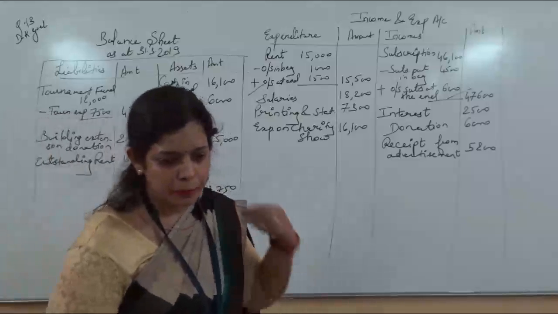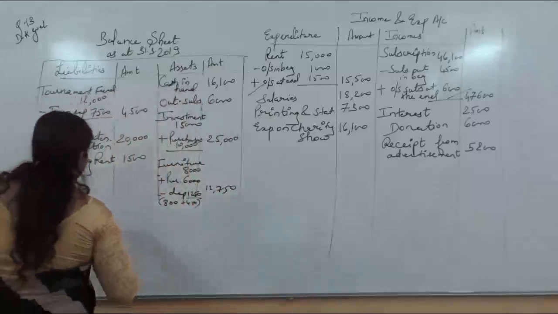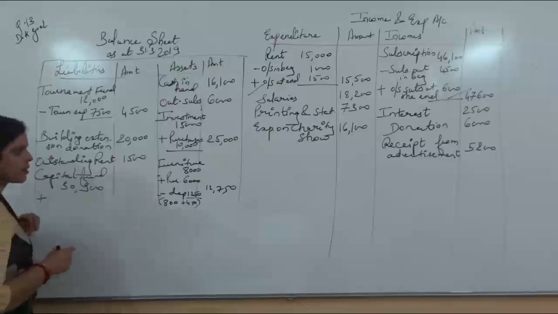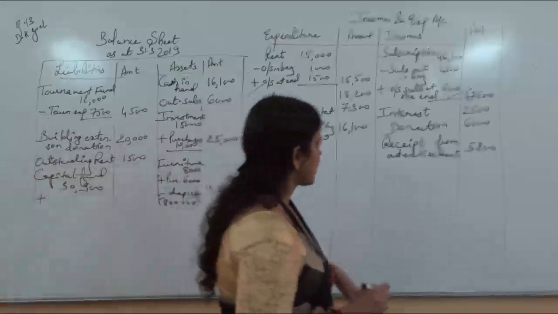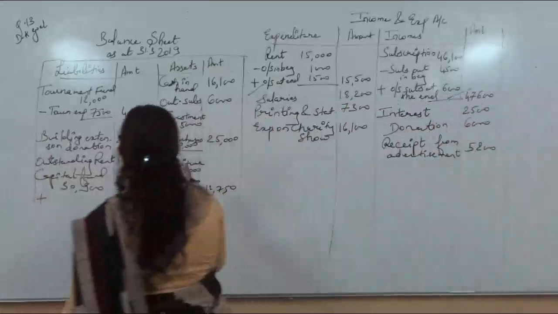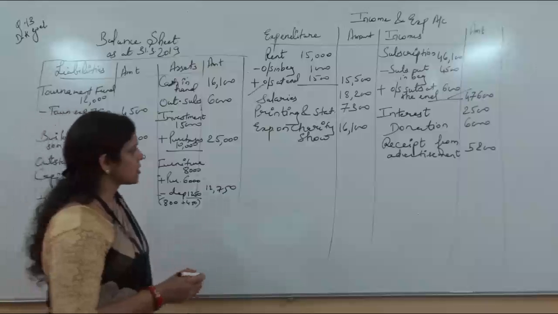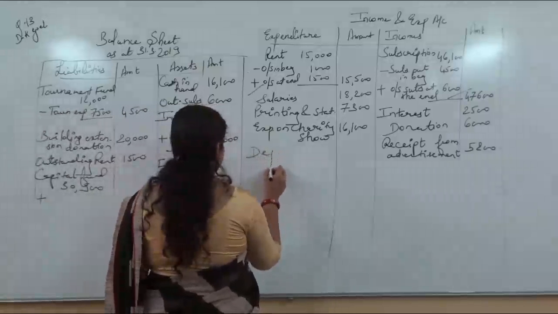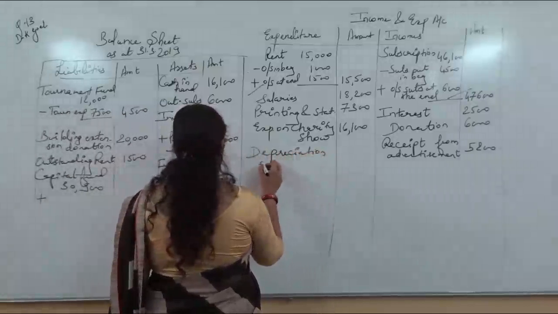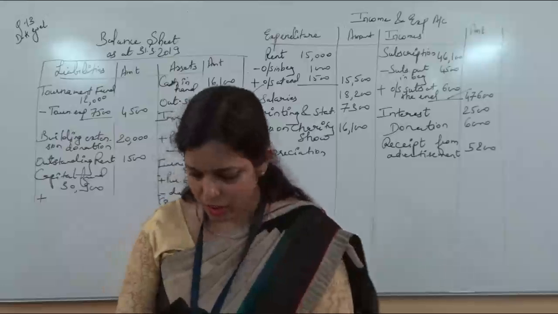Then any other item? Which items are remaining? Only one, the capital fund. How much did we fund in the previous year's balance sheet? Capital fund we have calculated 30,900. In this we will add the surplus or deficit. What will come? If a deficit comes, subtract; if a surplus comes, we will add. One item I was saying was pending, it was depreciation. We have calculated it here first. See depreciation, how much has it come? 1250. Let us take it here. Depreciation on furniture.